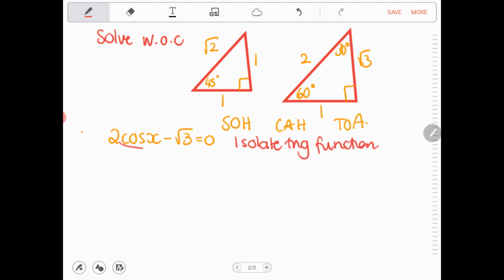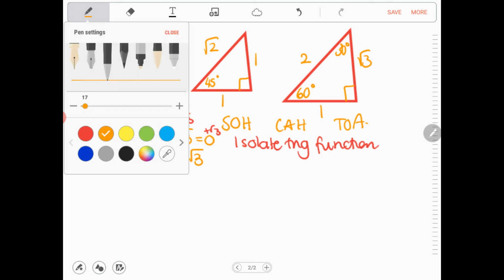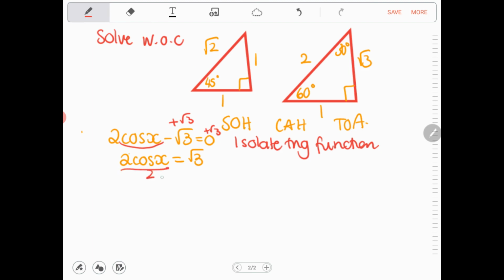Okay, so we're getting this one by itself. To do that, we've got to add root 3. So 2 cos x is going to be equal to 0 plus root 3, which gives me root 3. And then we've got one term on each side. We're getting the cos x alone, so we need to divide both sides by 2. So cos x is going to be root 3 over 2.